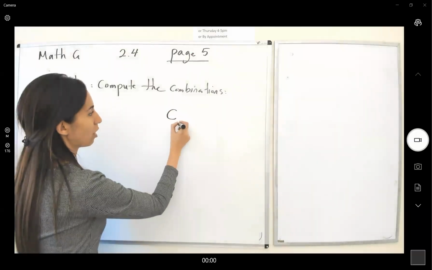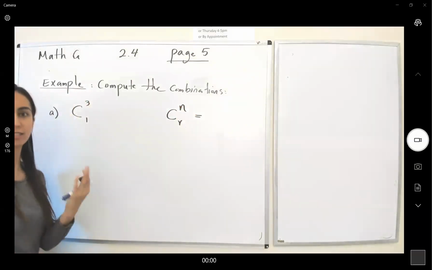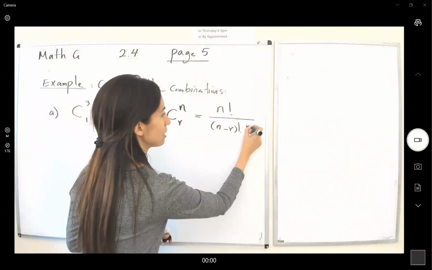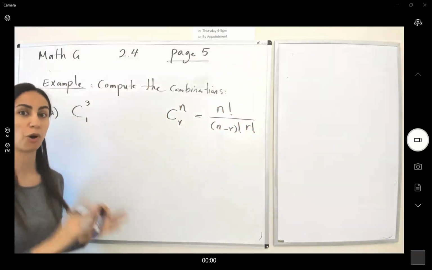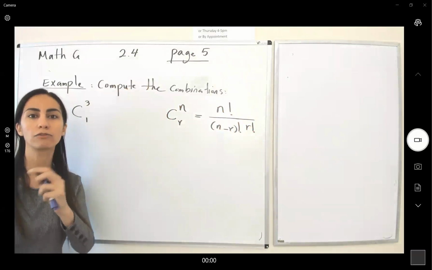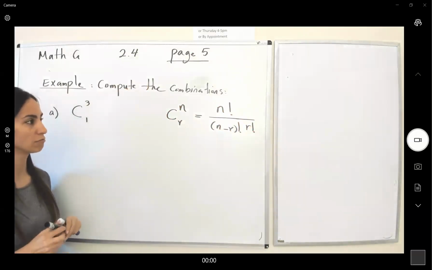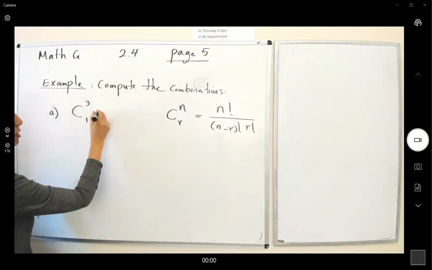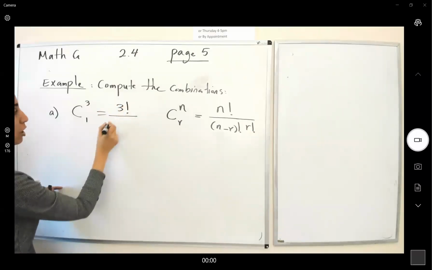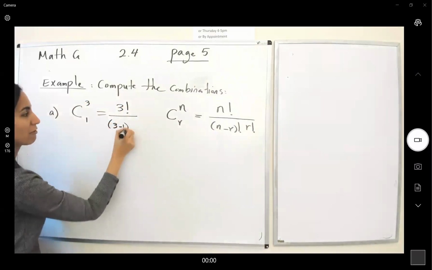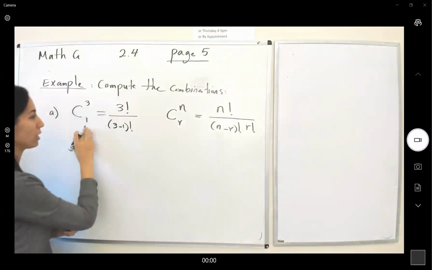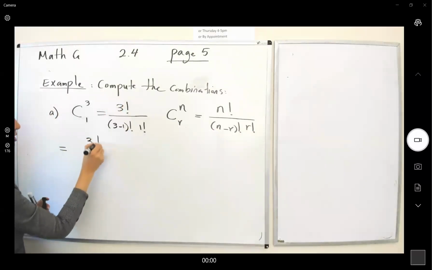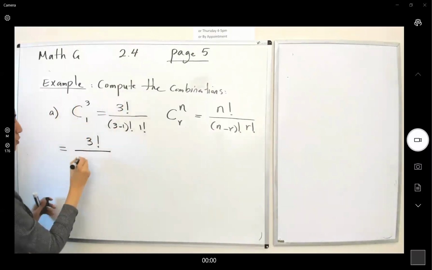So first of all, the combination of r objects out of n objects has a nice formula. N factorial divided by n minus r factorial, and on the denominator you have to include r factorial to get rid of all of those orderings. Very well. So what is n? N is 3. What is r? R is 1. So let's follow the formula. 3 factorial divided by parentheses 3 minus 1 factorial times r factorial. What is r? R is just 1 factorial.